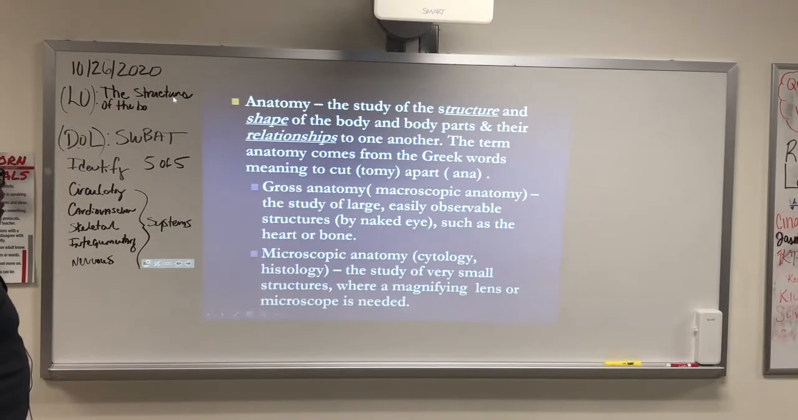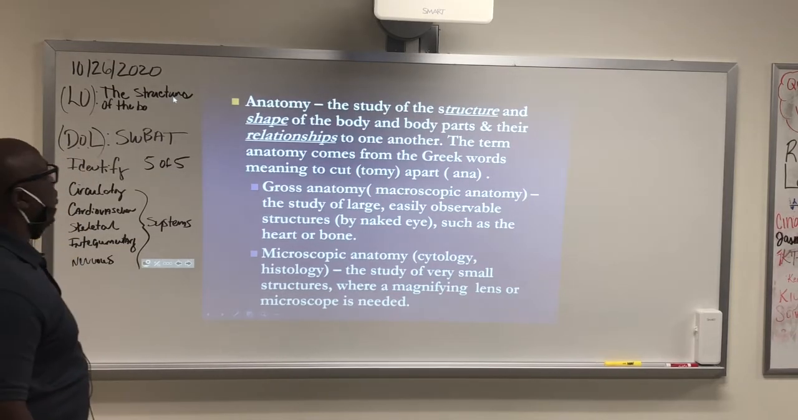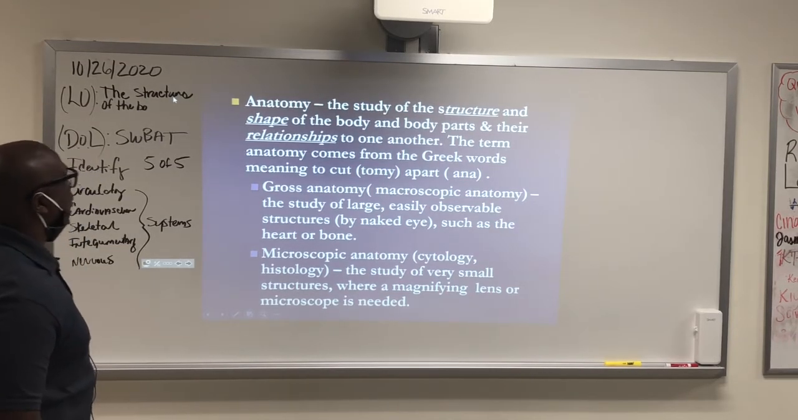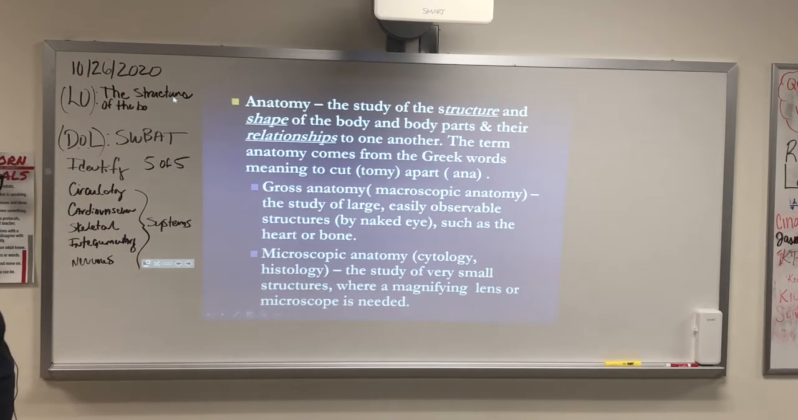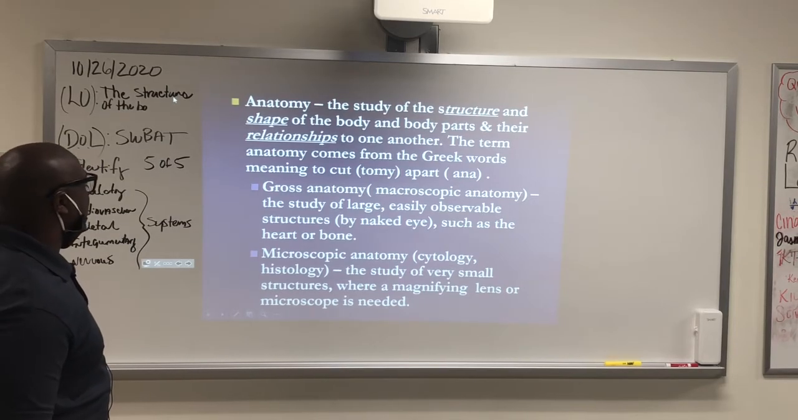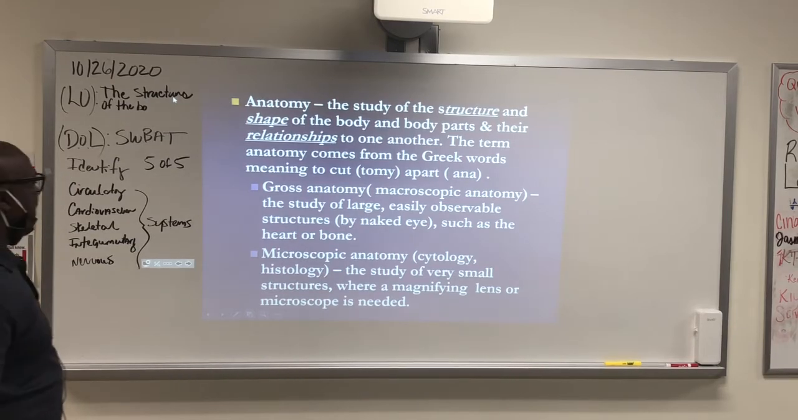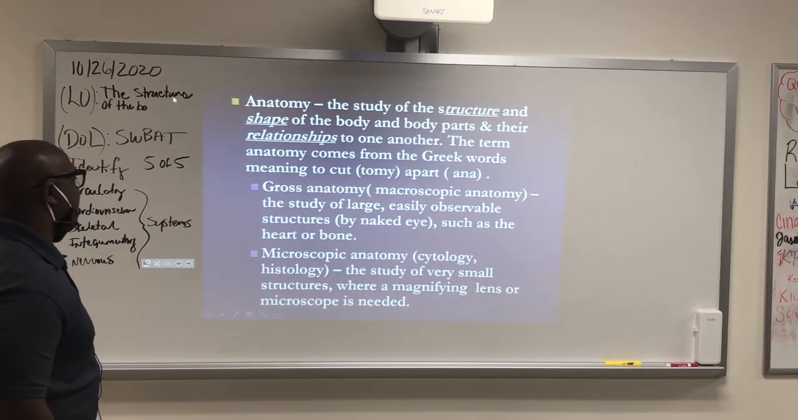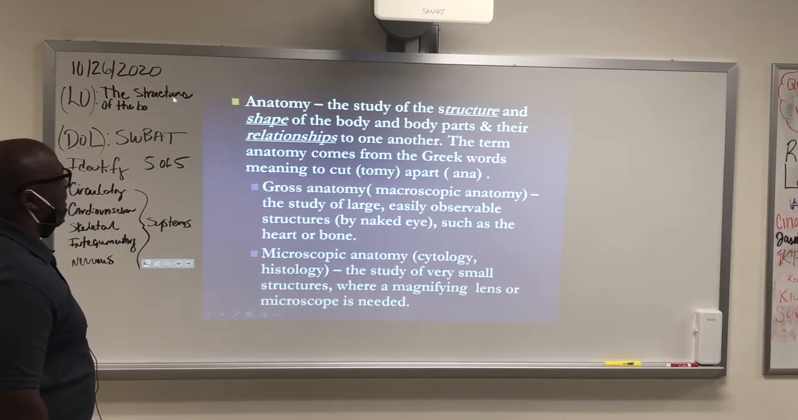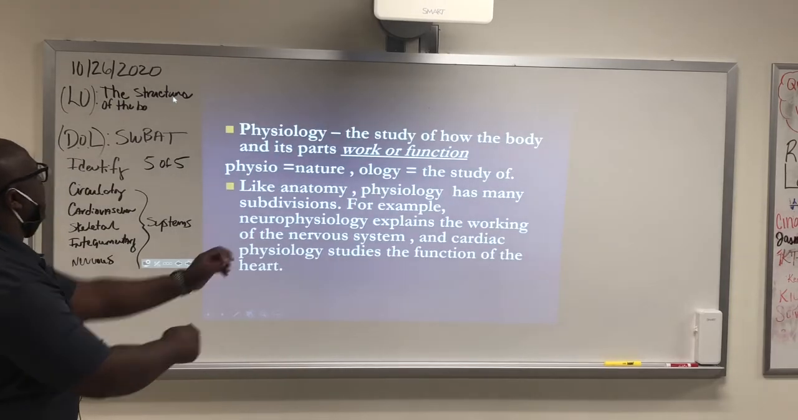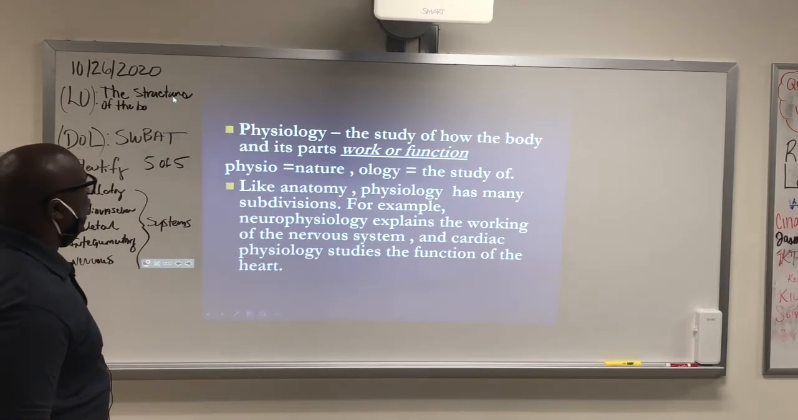All right, anatomy, the study of structure and shape of the body parts, and their relationship to one another. The term anatomy comes from the Greek word meaning to cut apart. Gross anatomy is the study of large, easily observable structures by naked eye, such as the heart and the bone. Microscopic anatomy is cytology, histology, the study of very small structures where a magnifying lens or microscope may be needed. All right. Physiology, the study of how the body and its parts work or function.